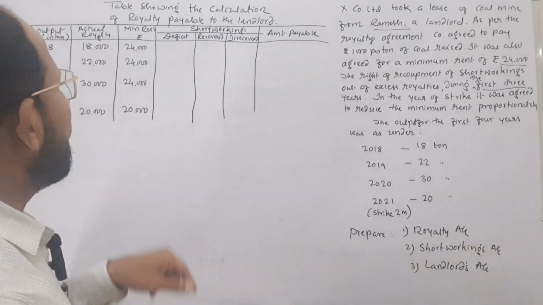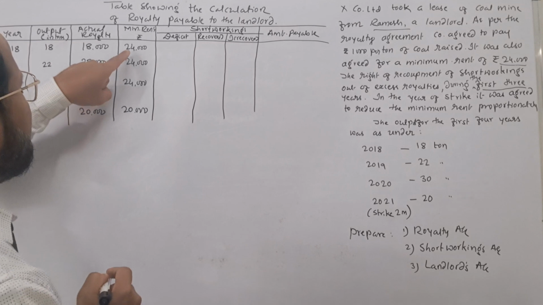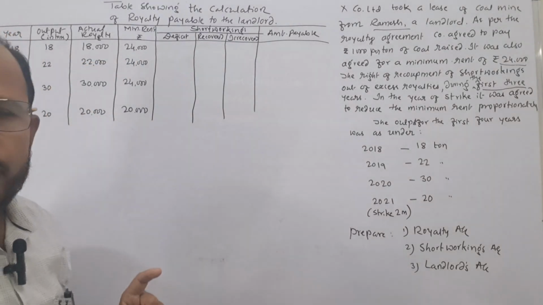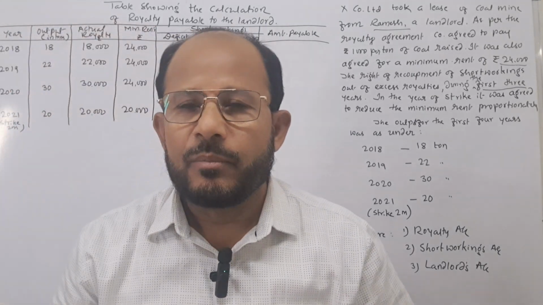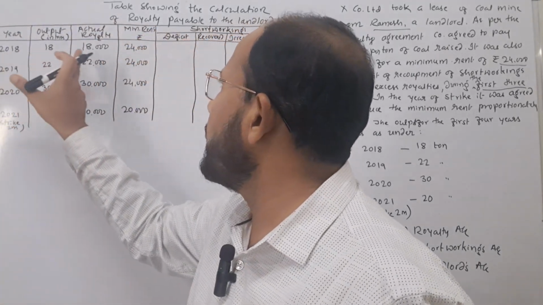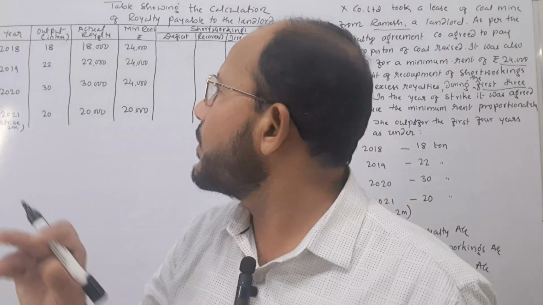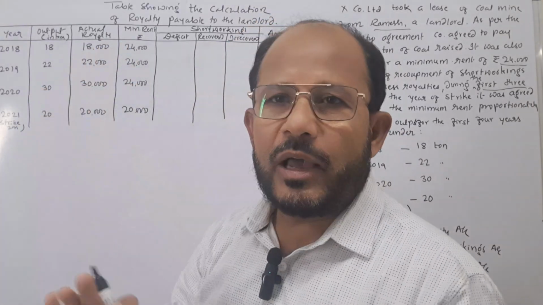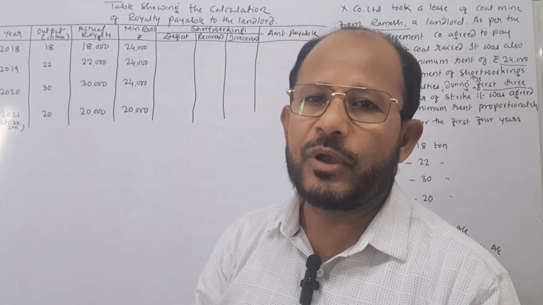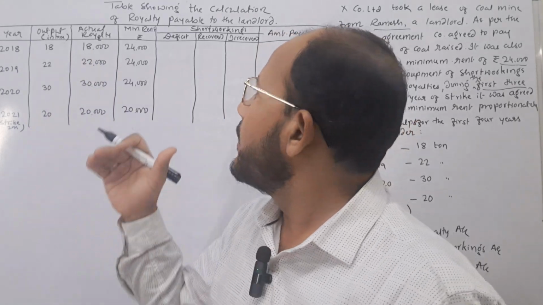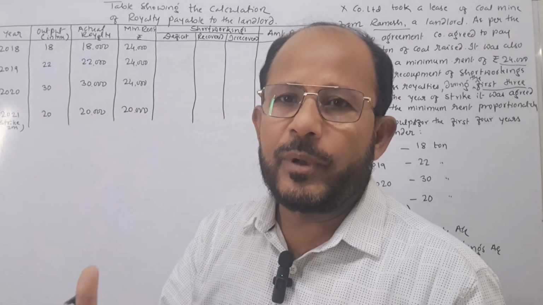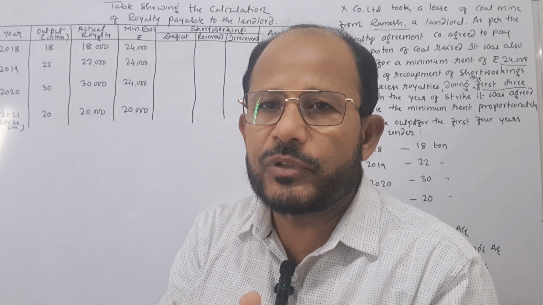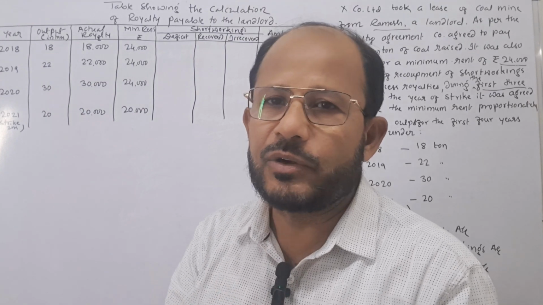Okay, here the deficit amount comes to rupees how much? See, minimum rent was 24,000. Actual royalty comes to rupees 18,000, because in the year 2018, only 18,000 was the actual royalty. But the landlord is not going to accept rupees 18,000, because he expects the company to pay rupees 24,000, because in the royalty agreement rupees 24,000 is the minimum rent to be paid.